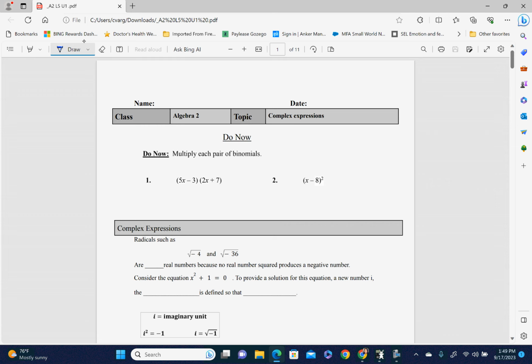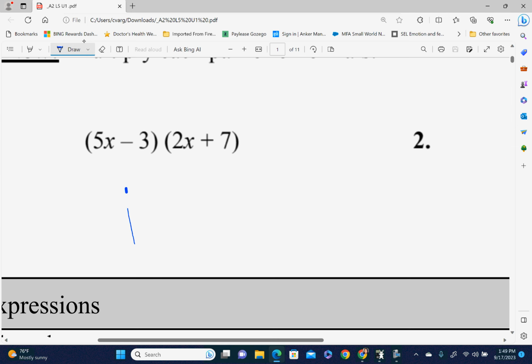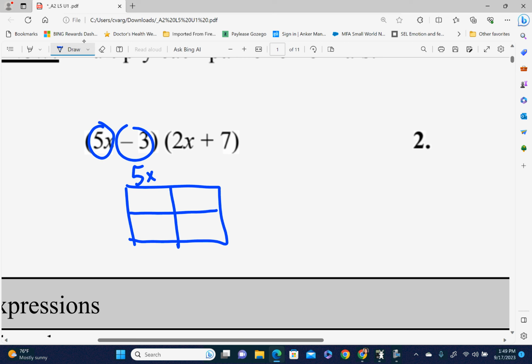Some of you do this by doing the box method. So you go like this, like this, like this. Whatever's here, you put here. Whatever's here, you put here. So 5x minus 3, and then the other one is 2x, so that goes there, and plus 7, so that goes here, and then you multiply.